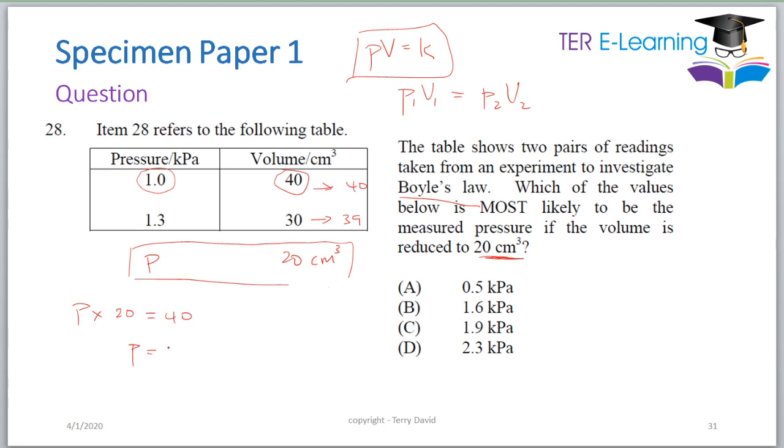So P should be equal to 40 divided by 20. Therefore, P is equal to 2 kPa, right? So we're looking at an answer that's close to 2 kilopascal. The only one that's close to that is this one here, which is 1.9, right? So please make sure you know what Boyle's law is. It's PV is equal to a constant, right?